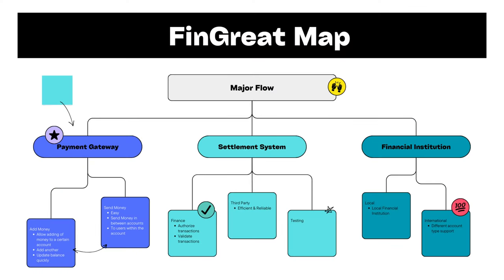So if you take a look at the last community post I shared, I mentioned that we are going to be improving on what we have. So we're going to be introducing three major flows, and that's going to be the payment gateway, the settlement system, and a financial institution.